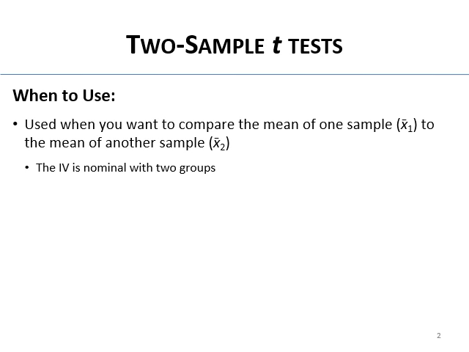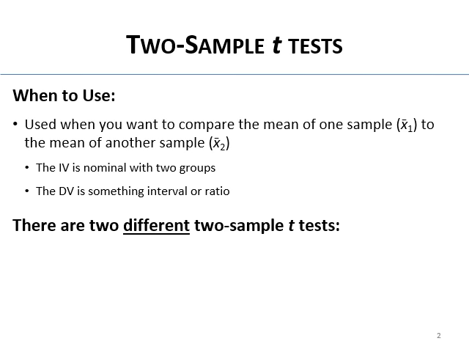So usually the IV is nominal with 2 groups. Can be ordinal, but usually it's nominal. The DV is something that's going to be interval or ratio, so something you can take means of and have them be meaningful. So here's the catch.